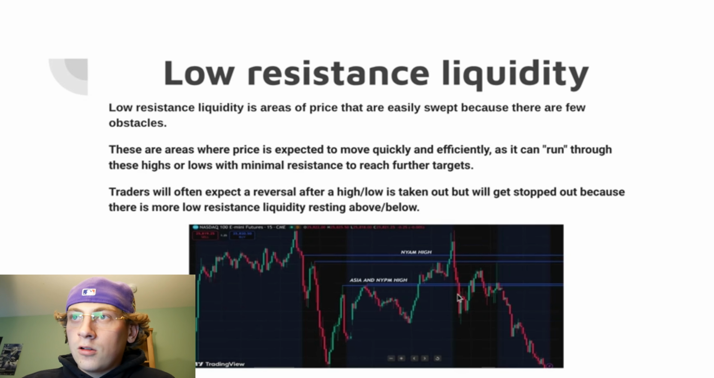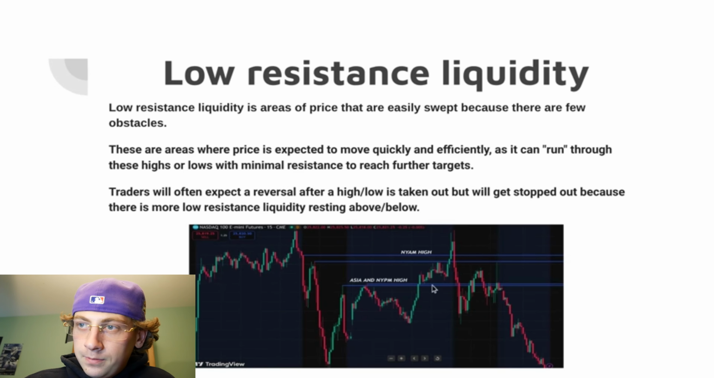Okay, to go along with the liquidity sweep, you're also going to have something called low resistance liquidity, which is areas of price that are easily swept because there's few obstacles in the way. And these are areas where price is expected to move quickly and efficiently as it can run through these highs or lows with minimal resistance. And traders will often expect a reversal after the higher low has been taken out, like I said on the previous slide, but will get stopped out because there's low resistance liquidity resting above or below it.